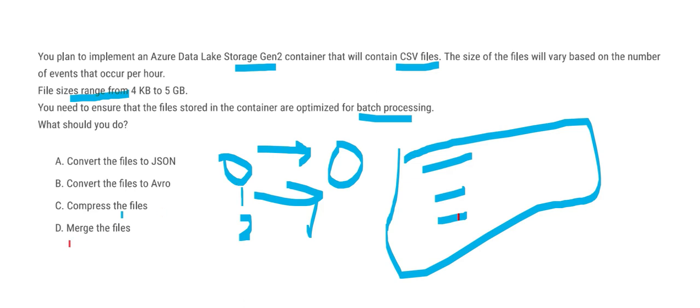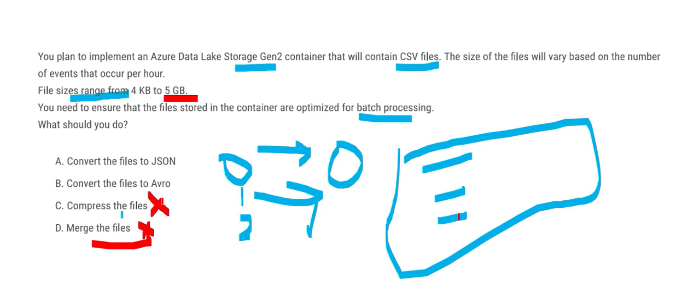Will you merge the files? The files are already 5 GB. Suppose you merge two 5 GB files? You would screw up the system. It will become very slow. So this is wrong. Will you compress the files? With 5 GB, you can think, okay, let me compress it. But 4 KB is already so small. What's the advantage you will get from compressing it?